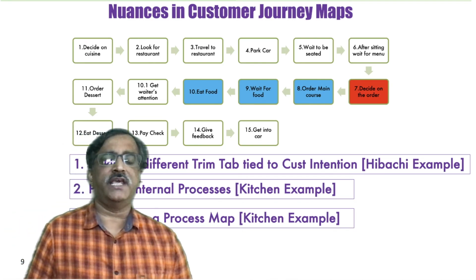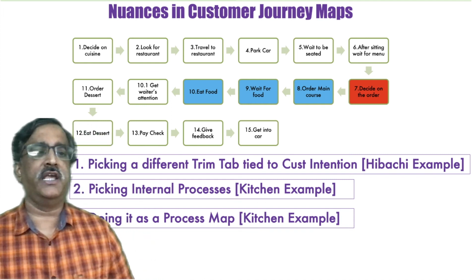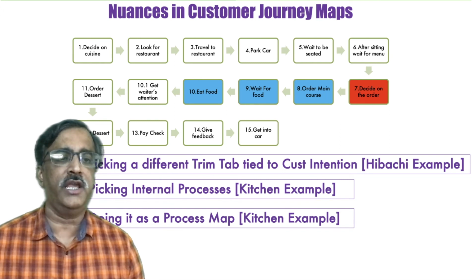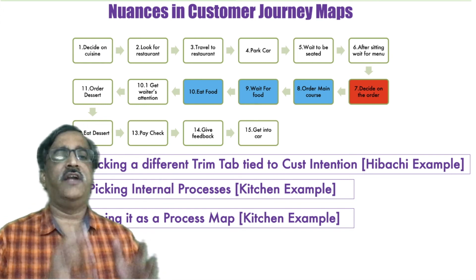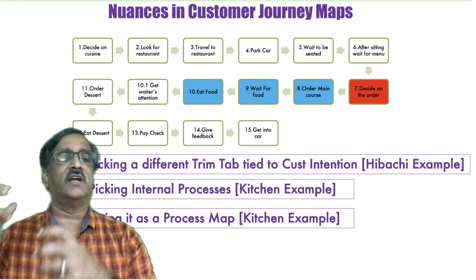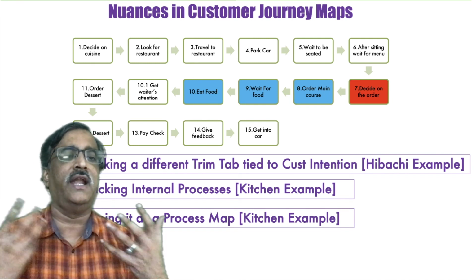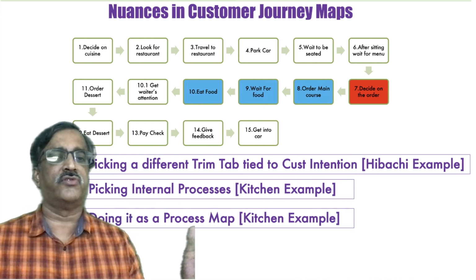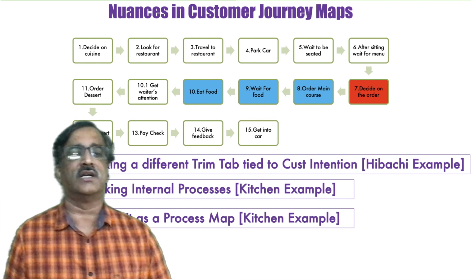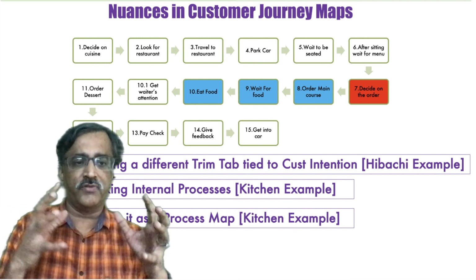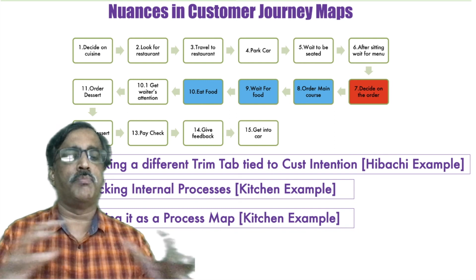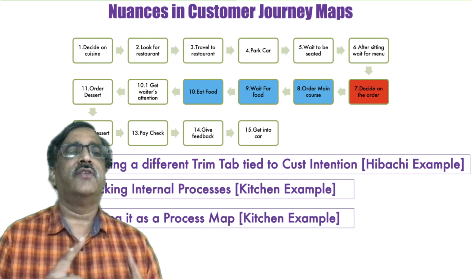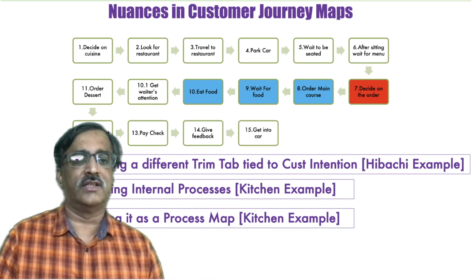Now, many times I have seen people think of the customer journey as a process map. That's a problem. For example, in this restaurant journey, we have said order food, wait for food. We have not put in the processes that happen inside the kitchen, because the customer really doesn't worry about what is happening in the kitchen until such time as it takes too long. Then the customer starts questioning what is happening. So it is very important to not treat it as a process map. Otherwise, the trim tab step of the customer experience cannot be determined easily. So this is another problem.